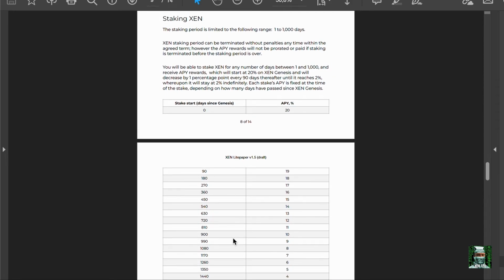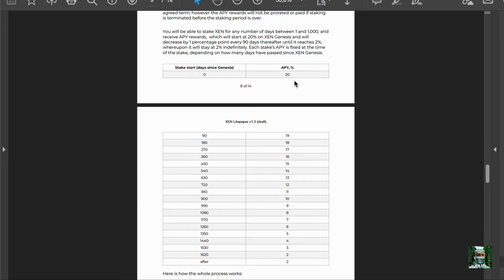And now we have this next part, which is about staking SEM. So you have your freshly minted SEM, and now it's this optional part where you can stake, and you're incentivized to do so. And you can then stake your SEM with a period that's limited to the following range, between 1 and 1,000 days.